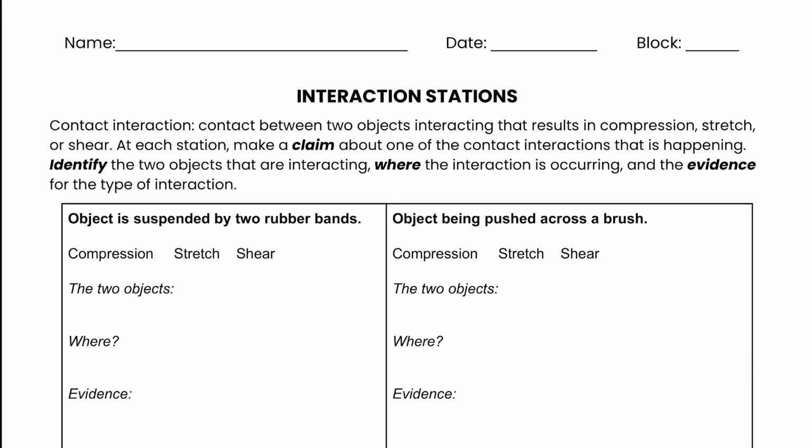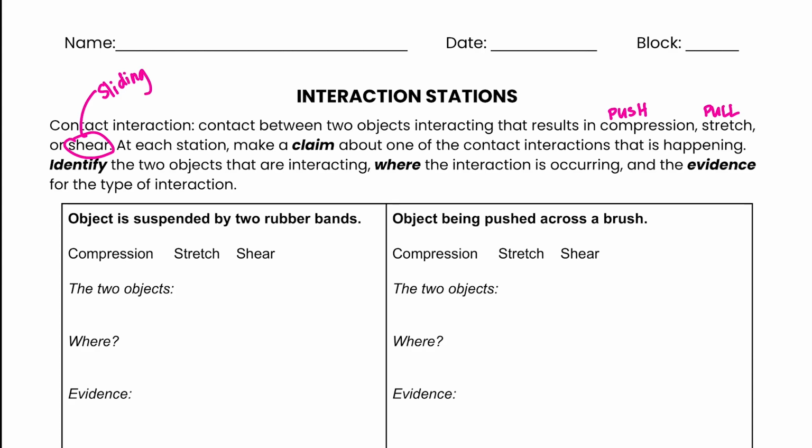All right, so we are going to be taking a look at something called contact interaction, and that's just the contact between two objects. And I want to emphasize it's only two objects interacting that results in a compression, a stretch, or a shear. So the compression interaction would look something like a push. You're pushing things together, or you're stretching. So then that would be a pull.